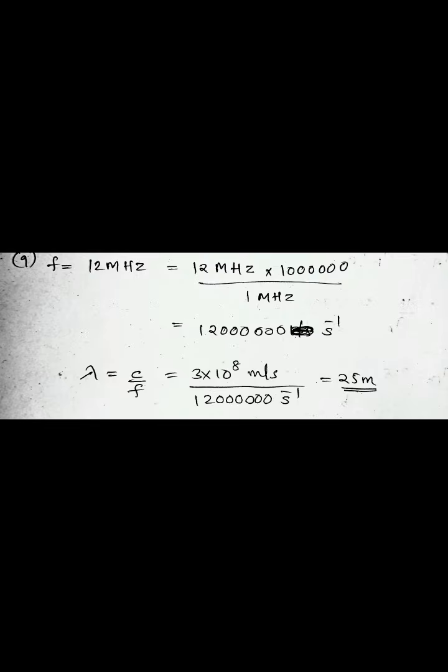Next question is, the electromagnetic waves of frequency 12 megahertz are emitted by a radio station. Their wavelength will be dash. Here f is equal to 12 megahertz, that is equal to 12 megahertz into 1000000 divided by 1 megahertz, and this is equal to 12000000 second raised to minus 1. Here lambda is equal to c by f, that is equal to 3 into 10 power 8 divided by 12000000 second raised to minus 1, and this is equal to 25 meter.